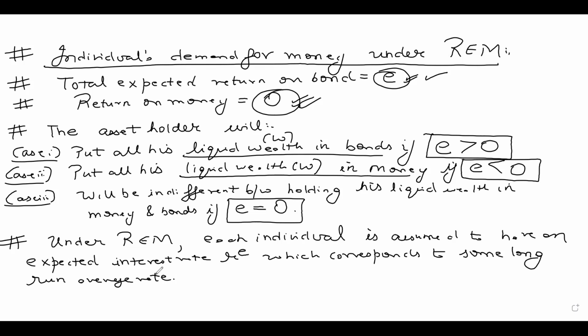Now we have to incorporate RE because all of us know we have derived the expression for E. Guys, what was E? E was nothing but R plus R upon RE minus 1. This was the expression for E which we derived in the previous lecture, and we have even revised it today. Now, the regressive expectation model says that every individual is going to have their own RE, and that RE corresponds to some long run average interest rate.